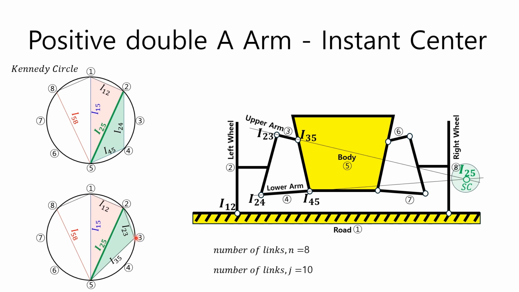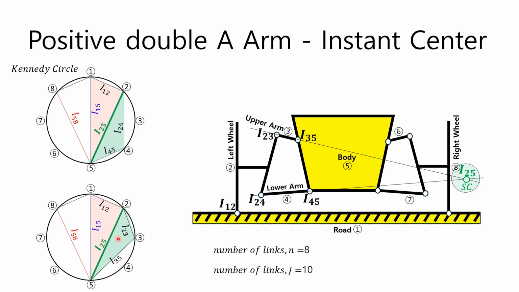Therefore, instant center I25 must be somewhere on the straight line connecting instant center I23 and instant center I35. Therefore, the point where the straight line connecting the instant center I24 and instant center I45 that we found earlier intersects the straight line connecting the instant center I23 and instant center I35 that we just found is the instant center I25 of the left wheel 2 with respect to body 5 that satisfies Kennedy's theorem, and it is the second swing center that we found.